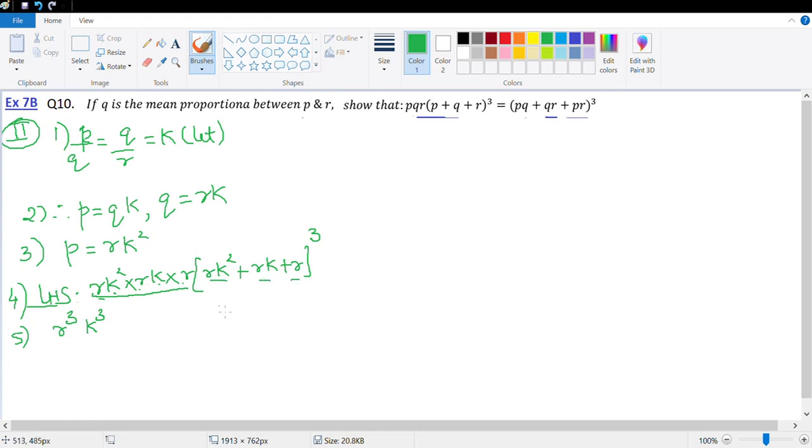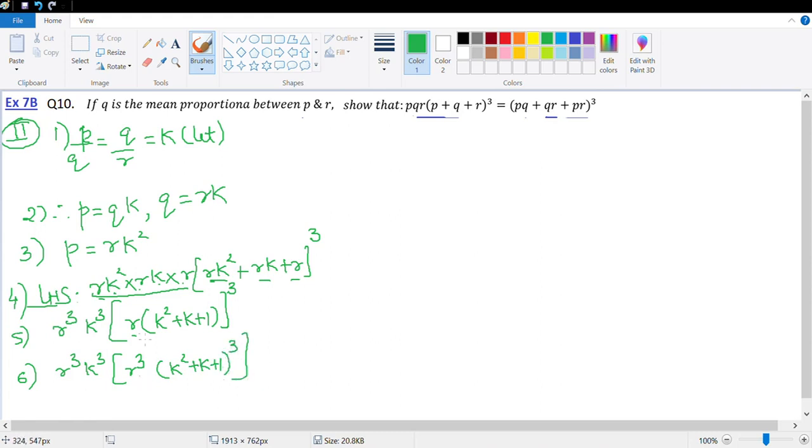Yes, R is common between these three. So if I take R out, what I am left with is K square plus K plus 1, whole to the power 3. Yes, R I have taken out of these three terms. So this is R times K square plus K plus 1, everything to the power 3. This will be R cube, K cube, and K square plus K plus 1 to the power 3.